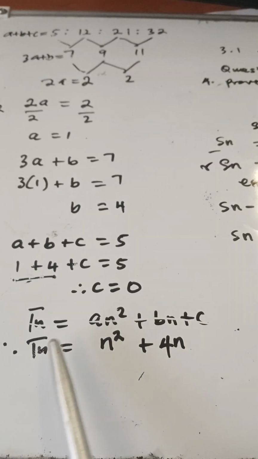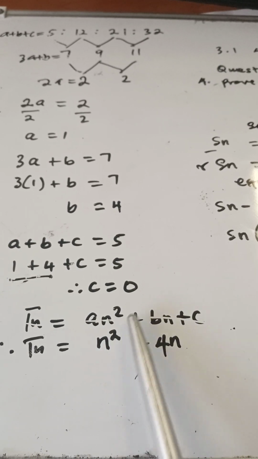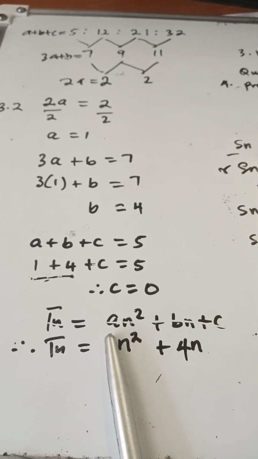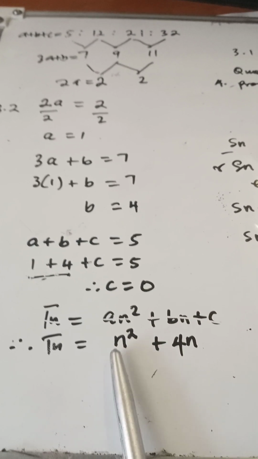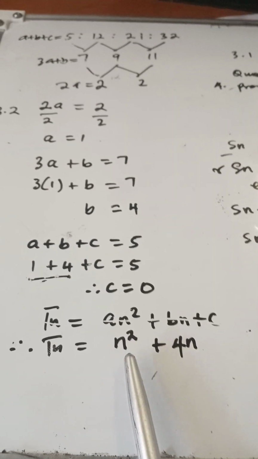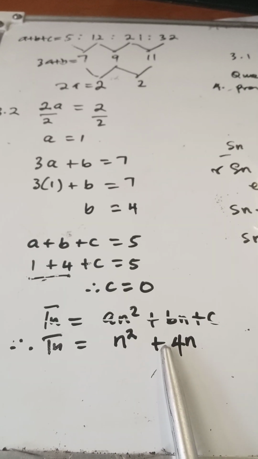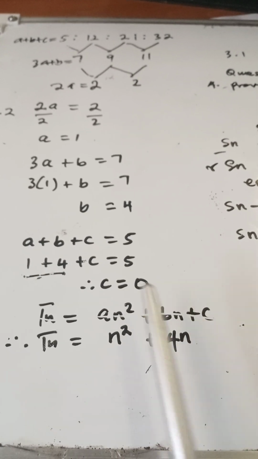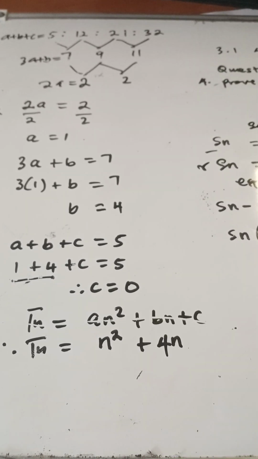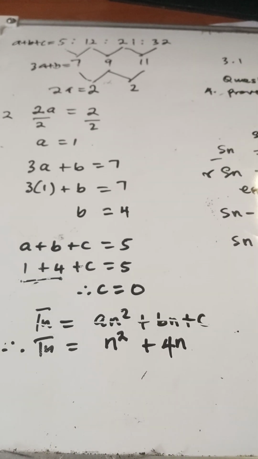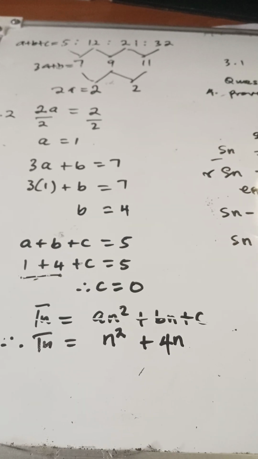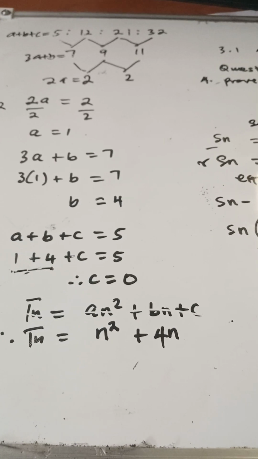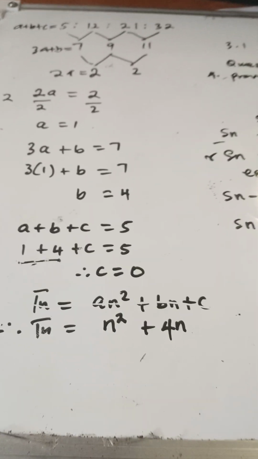Substitute into this quadratic formula, which is Tn equals an squared plus bn plus c. Now our a is 1, so if you like you put it here. If you don't like, 1 times any number is the same number. So Tn equals n squared plus b, which is 4. You substitute 4 into the formula, then you get 4n plus c, which is 0. So we leave it and write only those numbers that we can see. 0 is nothing, so we can throw it away. So that is the formula for the nth term.